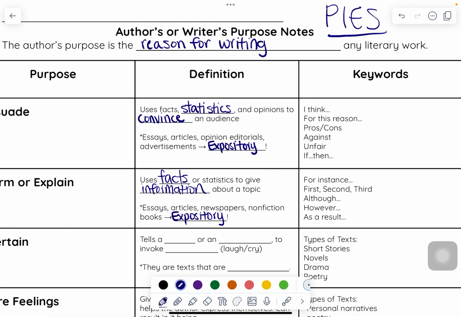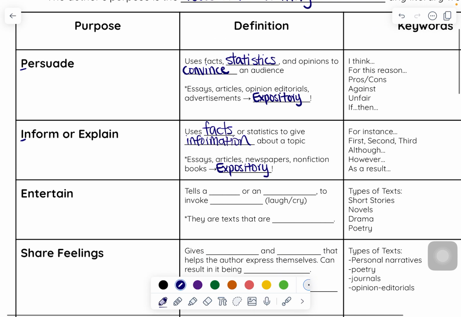When you're looking at the keywords, some keywords that you might see are, for instance, first, second, third, although, however, and as a result. Your next purpose that we have is to entertain, so that is your E in the word PIES. It tells a story or an experience to invoke emotion, meaning to laugh or to cry.